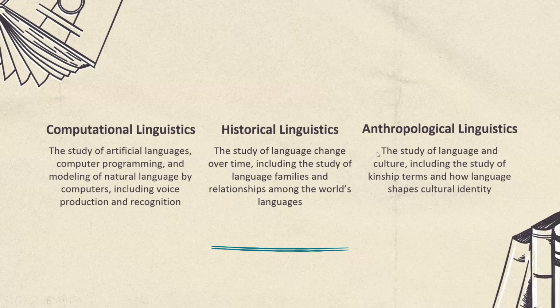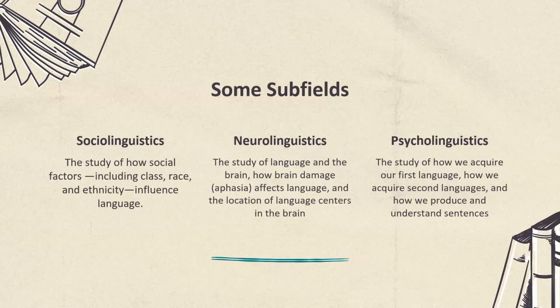Okay, anthropological linguistics means studying culture. Historical is how language changes over time. Computational linguistics is computer programming, it combines the computer and language together. Neurolinguistics is the brain and language. Psycholinguistics is how we acquire our first language and second language. And sociolinguistics studies how social factors affect language. So every part is related to the other.